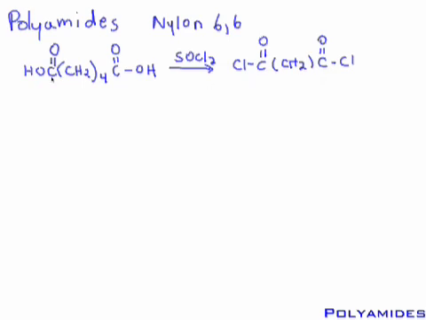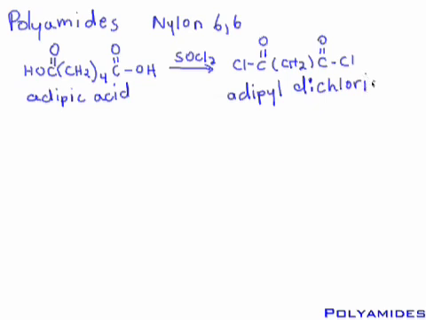Okay, maybe we should write that out. Well, let's use adipic, the common name. I'll just write one out. Adipic acid becomes adipoyl chloride. And there's two chlorides, and you say dichloride to indicate both carbonyls have been converted to acid chlorides. Okay, so adipoyl dichloride, and we react this with what?